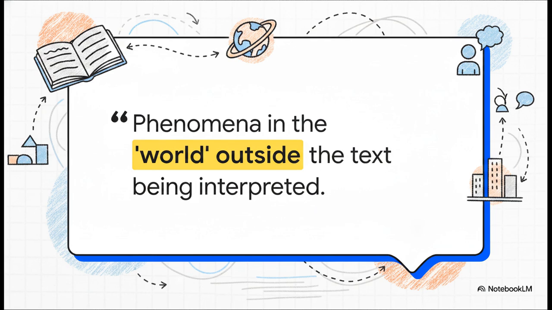Vernon K. Robbins actually defines this as a text's representation of, reference to, and use of phenomena in the world outside the text being interpreted. Wow, okay, let's break that down into plain English for a second. He's basically saying that a biblical text is never completely isolated. It doesn't live on an island. It is always communicating with the world way beyond its own margins.